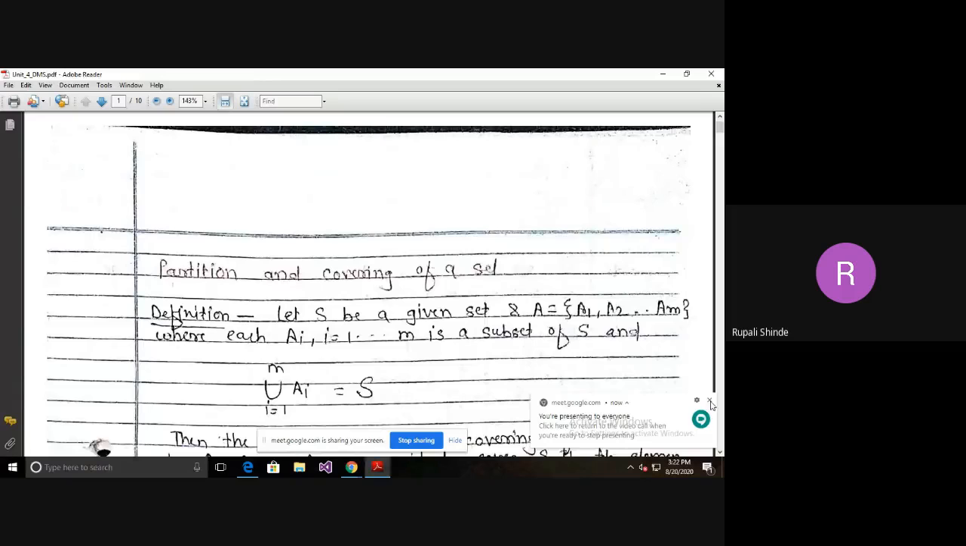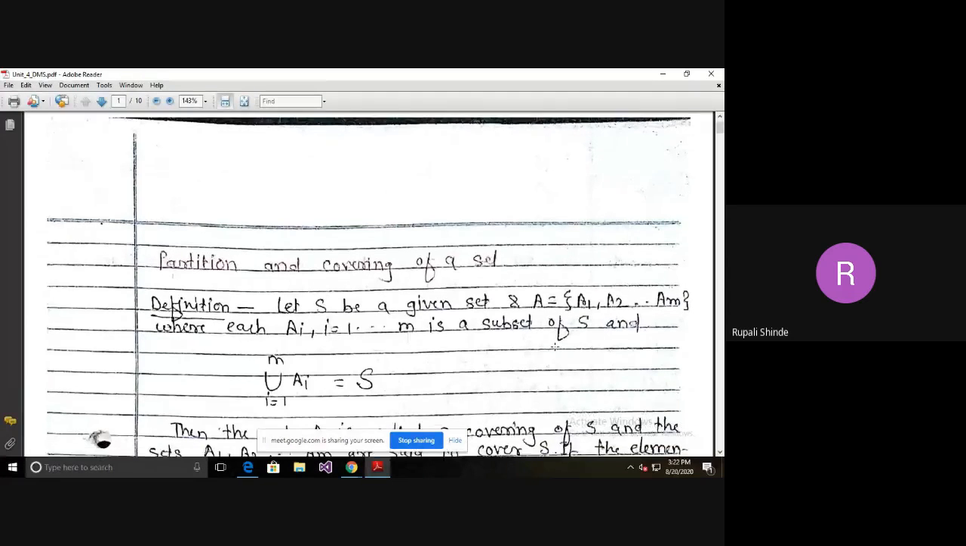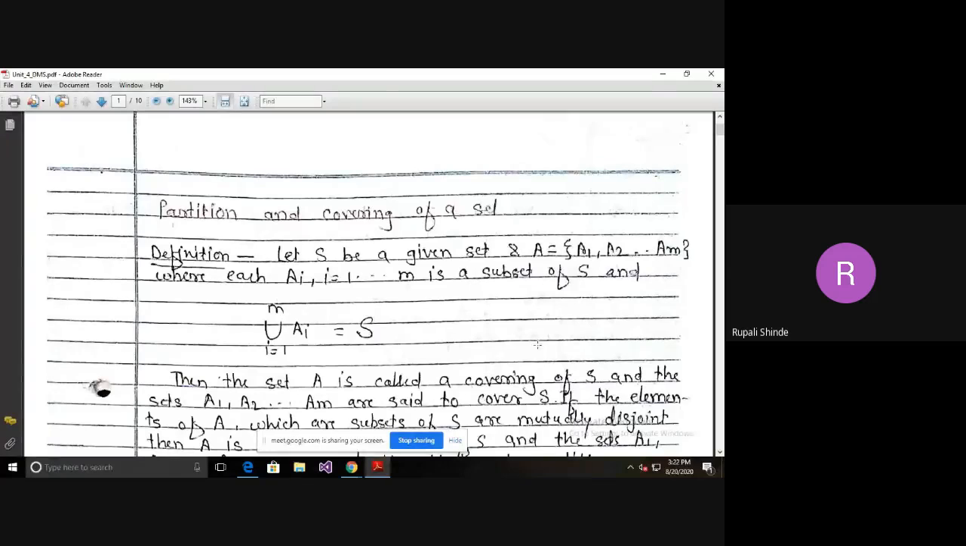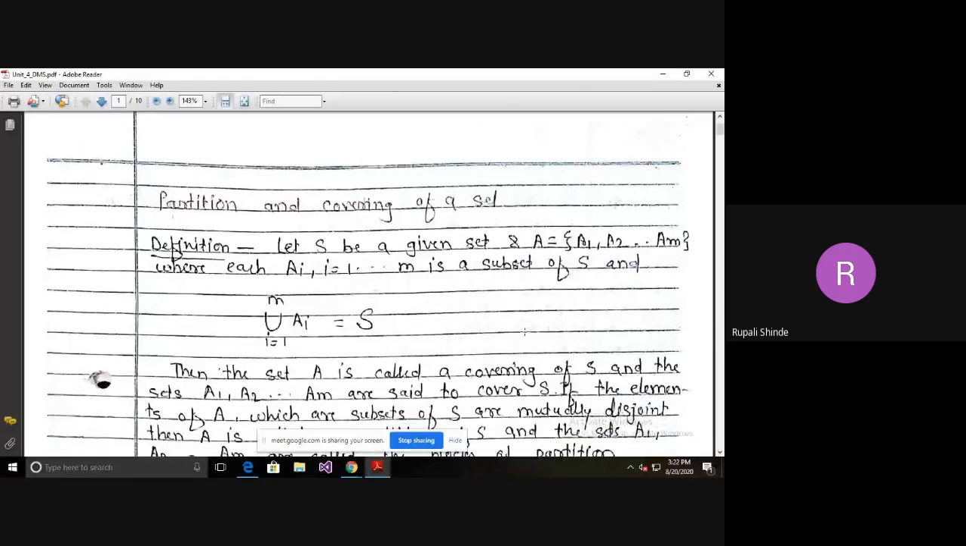So today we have to see the next concept, that is partition and covering of a set. First of all we have to understand what is the meaning of partition and what is the meaning of covering. So let us see the definition for partition.